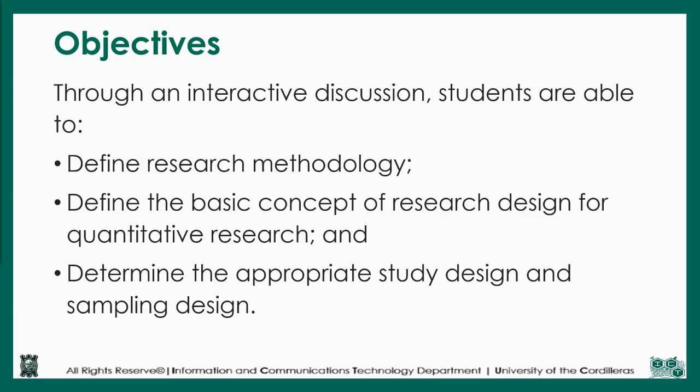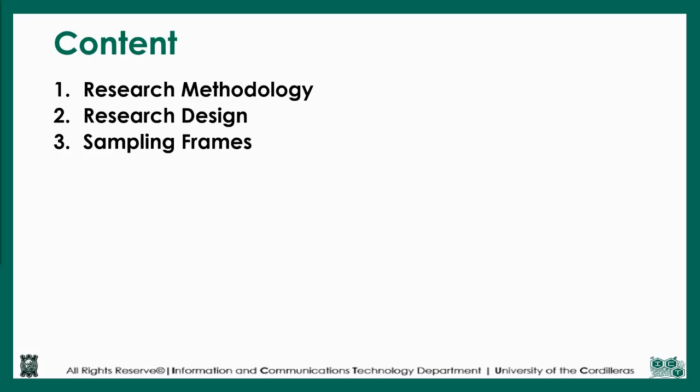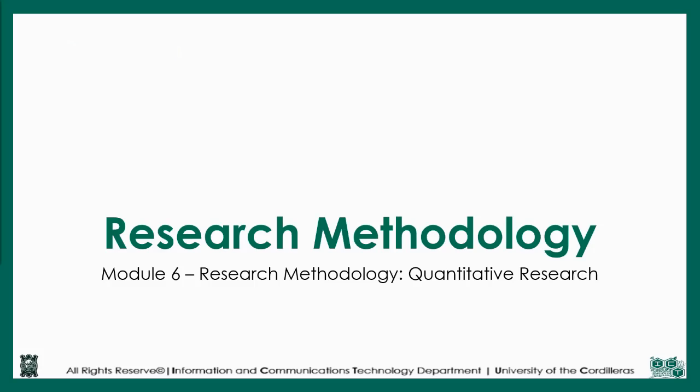So, to start, let us look at some of the objectives. We have three objectives here. First is to define a research methodology. Second is to define the basic concept of research design for quantitative research. And third is to determine the appropriate study design and sampling design. For our content, we have three parts. The research methodology, second is the research design, and third is the sampling frames. So these are the three main topics that we will be covering for quantitative research. So let's start with research methodology.